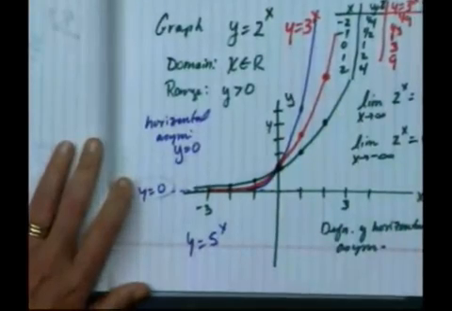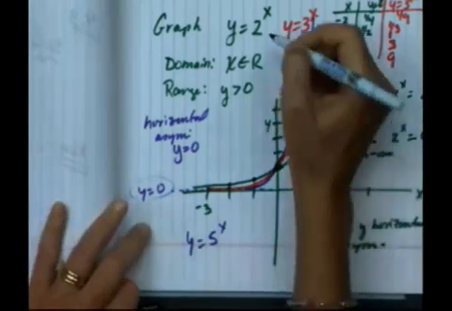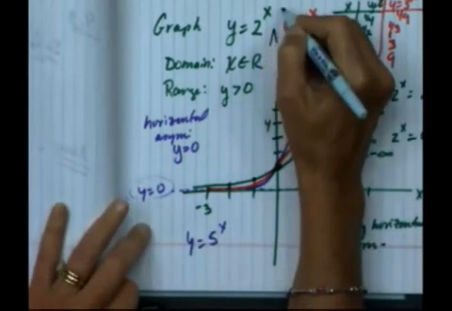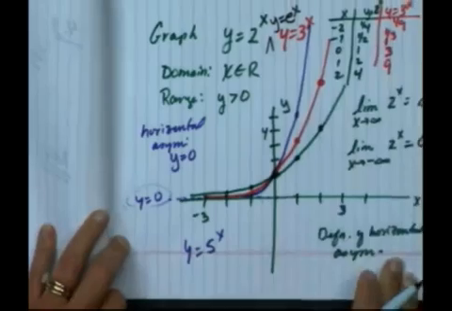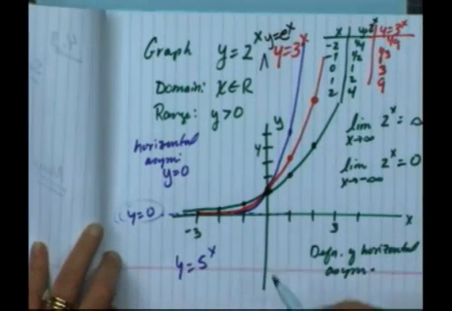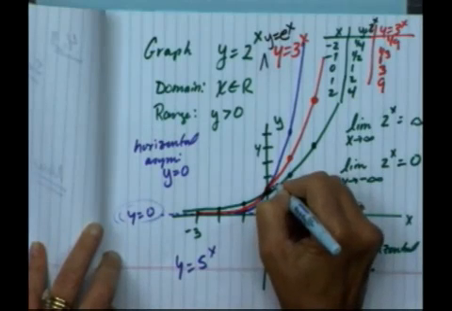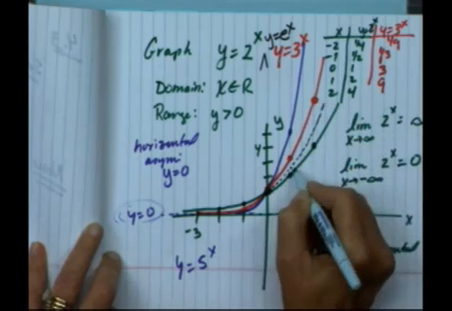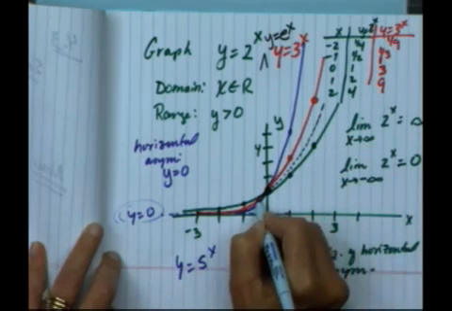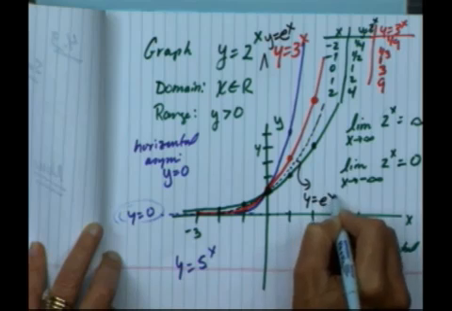Because there's a special number between y equals 2 to the x and y equals 3 to the x, and that special function is y equals e to the x. Y equals e to the x is going to fall right between, not exactly halfway between though, y equals 2 to the x and y equals 3 to the x.